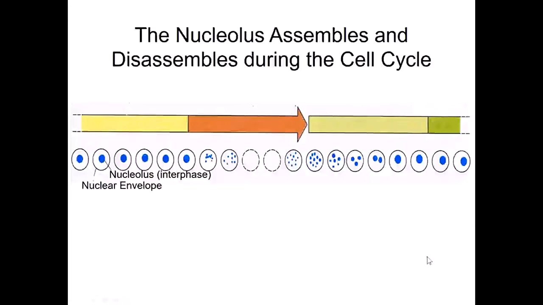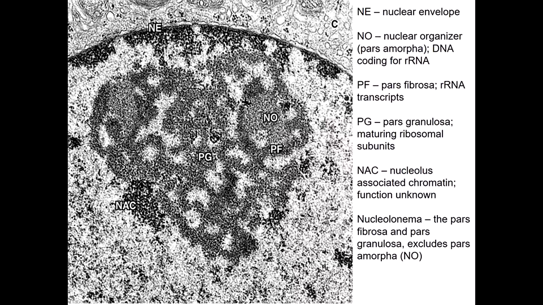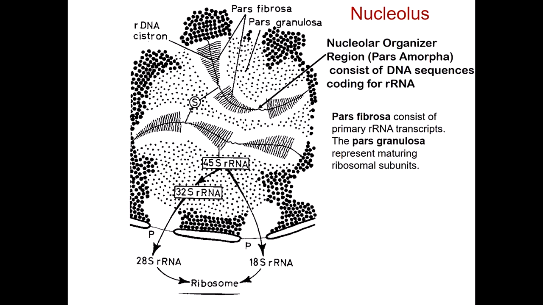Okay, so the nucleolus assembles and disassembles with the cell cycle, yes? Yes. This DNA here that's coding for the ribosomal RNA is different from the DNA you'll see on the chromosomes elsewhere, the heterochromatin. So this DNA is in the nucleolus itself. The other DNA that does everything else is outside of the nucleolus. Okay?